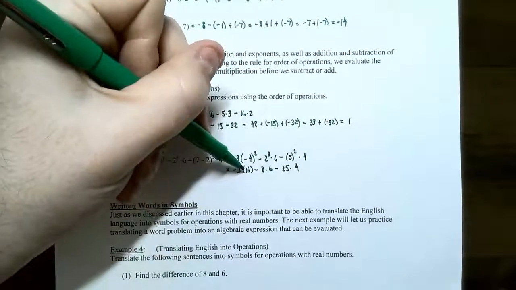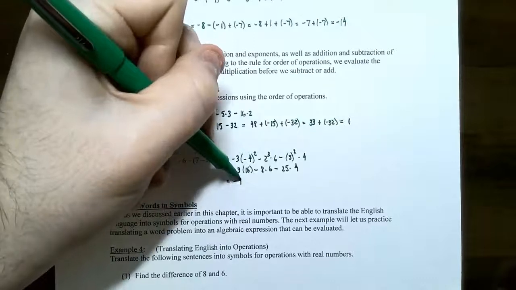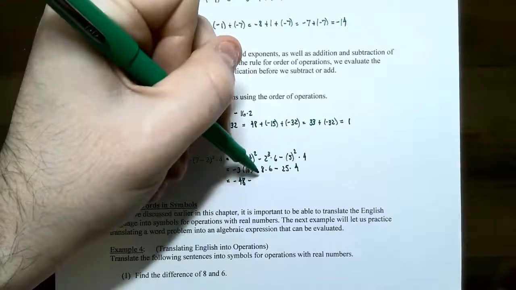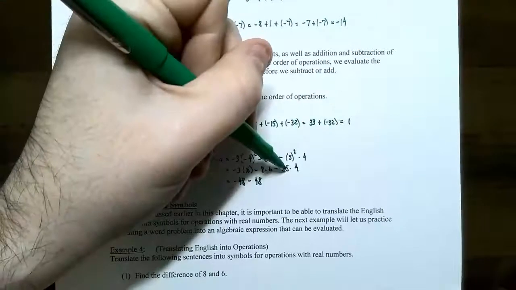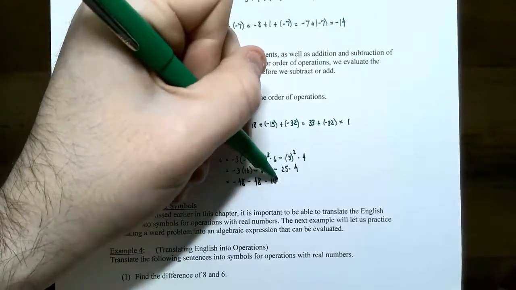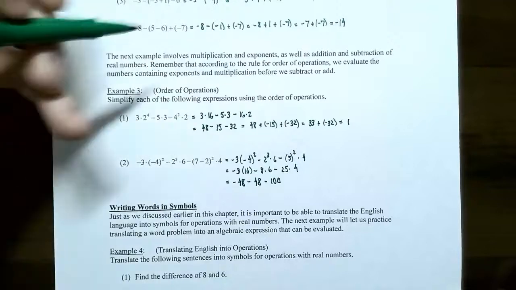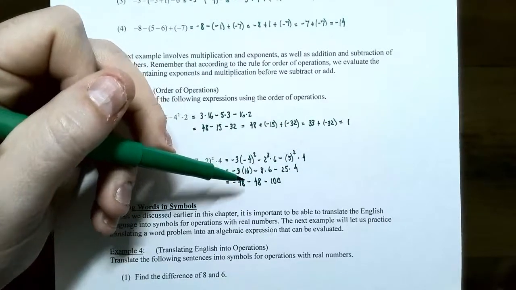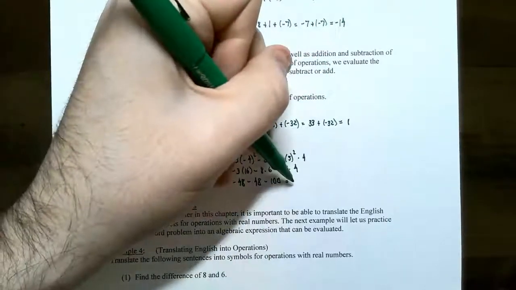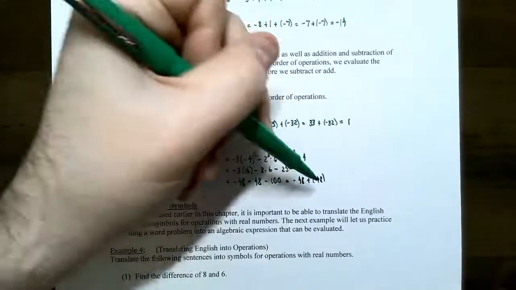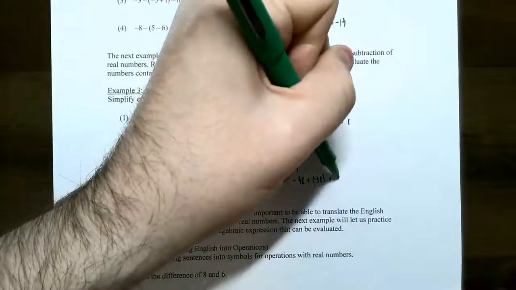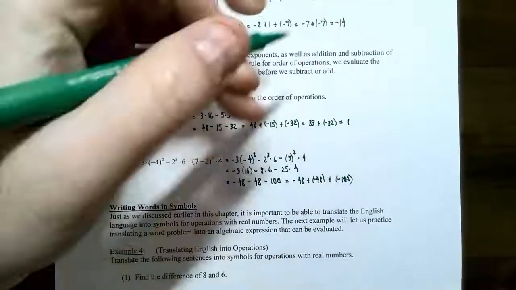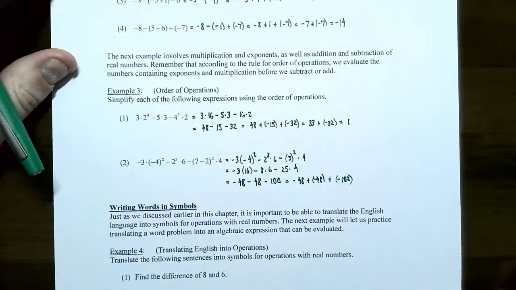Negative 3 times 16 is negative 48. Minus 8 times 6 is 48. And then 25 times 4 is 100. So notice that this has subtraction in the problem, so let's change those to addition. So negative 48 plus negative 48. And then subtract means plus negative 100. So we have negative 48 plus negative 48 plus negative 100.